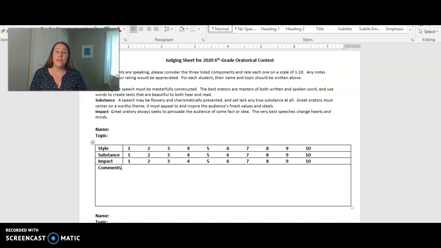Maybe the pacing was a little fast in their speech, or they could have used a little less when they were talking through their speech. Think specifically about things that can help them to grow and move forward.